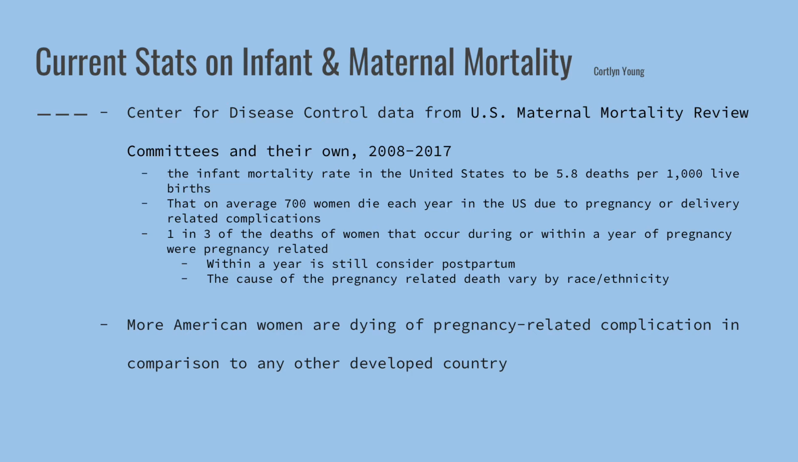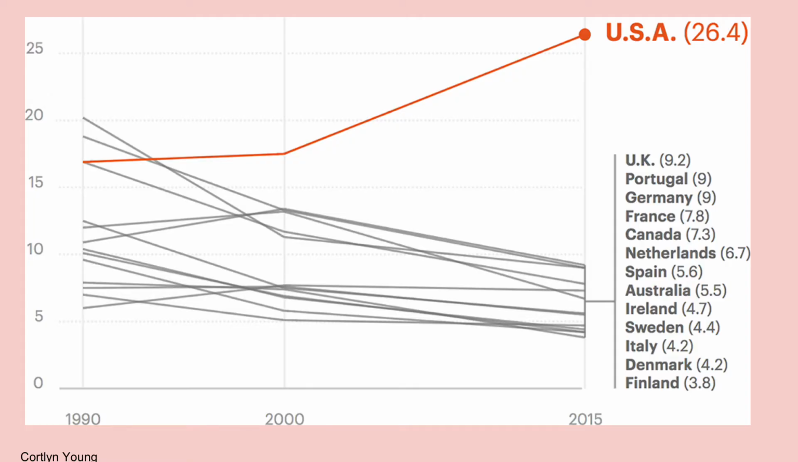due to pregnancy or delivery-related complications, and 1 in 3 of the deaths of women that occur during or within a year of pregnancy, which is postpartum or pregnancy-related, and the cause of these pregnancy-related deaths vary with race and ethnicity. The NPR and ProPublica found that more American women are dying of pregnancy-related complications than that of any other developed country. Despite the growing technology and falling mortality rates of every other country, the U.S. rate continues to rise. This is a graph from ProPublica and NPR that shows the maternal mortality rate rising in the U.S. as it declines everywhere else.